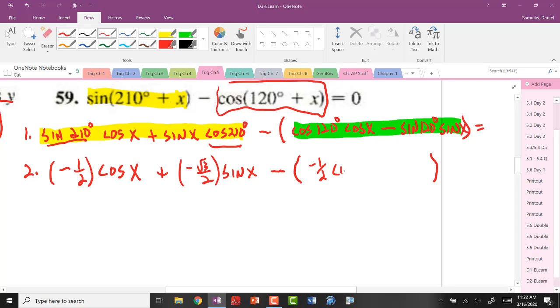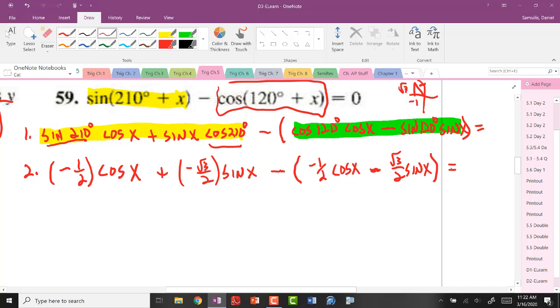And then that's cosine of x. 60 in quadrant 2. Feel free to divide by 2 for you unit circle people. We're in the transition there. But minus, and then sine of 120 is actually positive root 3 over 2, sine of x.